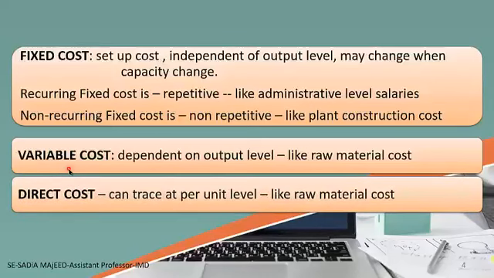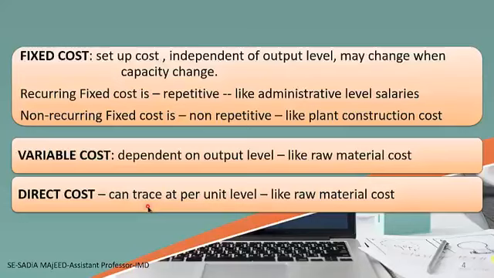The third type of the cost we saw in the last slide is the direct cost. Direct cost is something which can be traced at per unit level. For example, raw material cost. All those costs which can be directly traced at per unit level of your output are considered as the direct cost. For example, you are producing plastic chairs. The raw material used in a single plastic chair can easily be traced out.